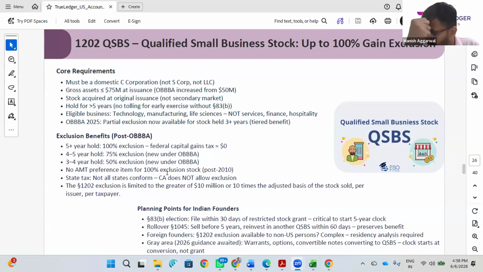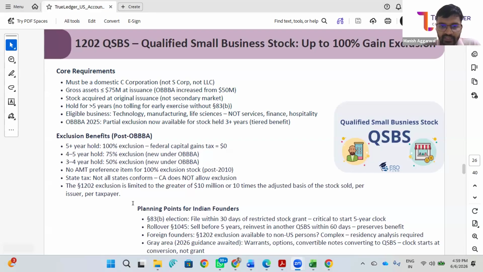And there is a limit on the exclusion which I can claim on the transaction, which is 10 million or 10 times the cost basis, whichever is greater, per issuer per taxpayer. And this is not a lifetime limit, but a transaction-wise limit which I can claim.